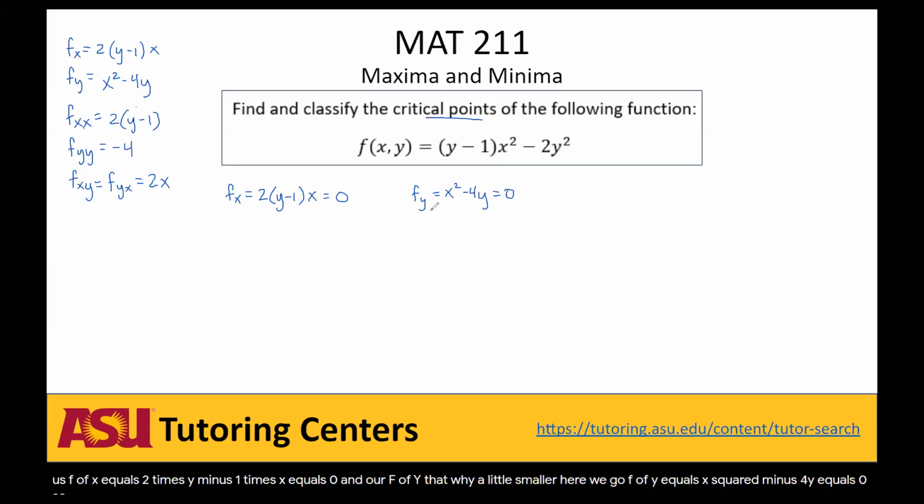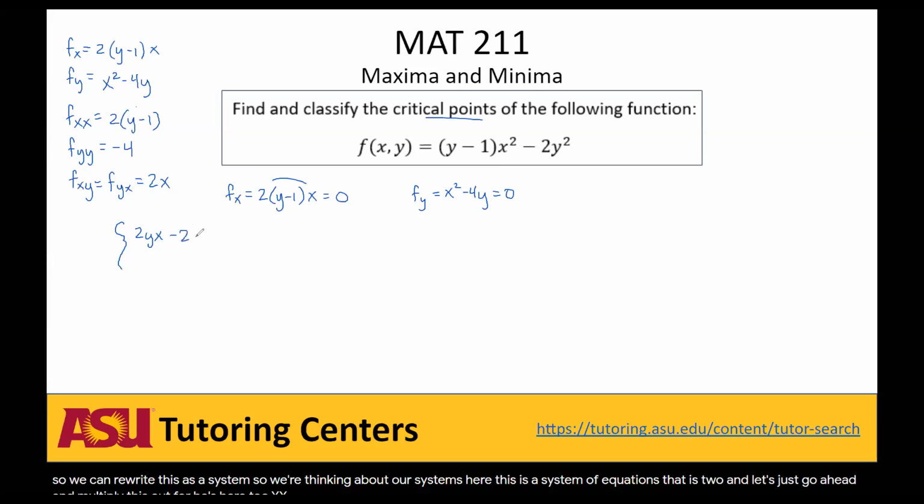So we can rewrite this as a system. This is a system of equations, and let's just go ahead and multiply this out for ease here. 2yx minus 2x equals 0. And then x squared minus 4y equals 0. So we need to go through and solve this.